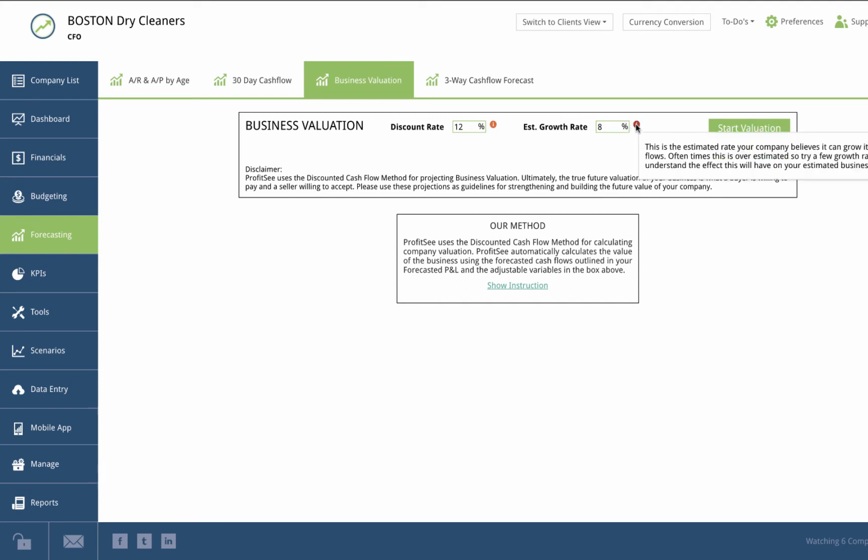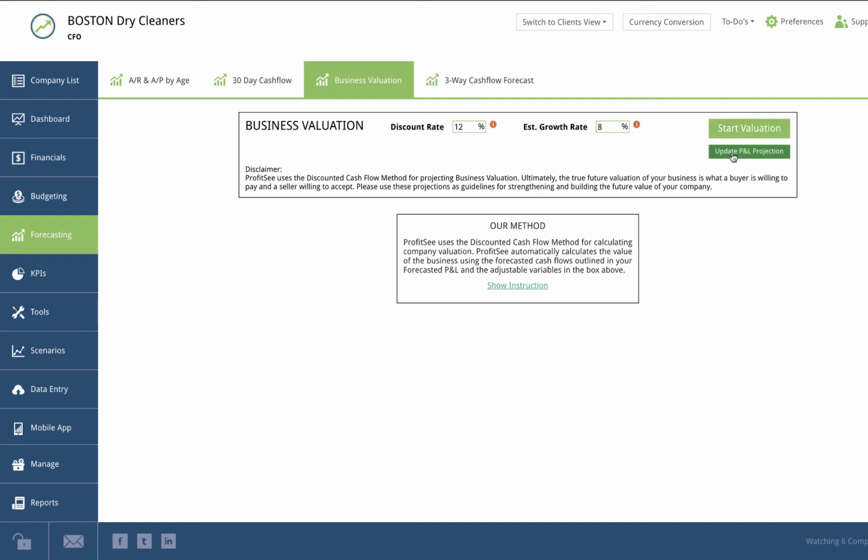Next is the growth rate. This is the rate at which you expect future cash flows to increase. This cannot be higher than the discount rate, since that would imply that there is no risk in the business. Unlike the discount rate, there can be a fair amount of tinkering with the growth rate to find what will produce an accurate and reliable forecast. Of course, this is an equation solving a very complex real-world circumstance that should be seen as a guideline for strengthening and building the future value of your company.